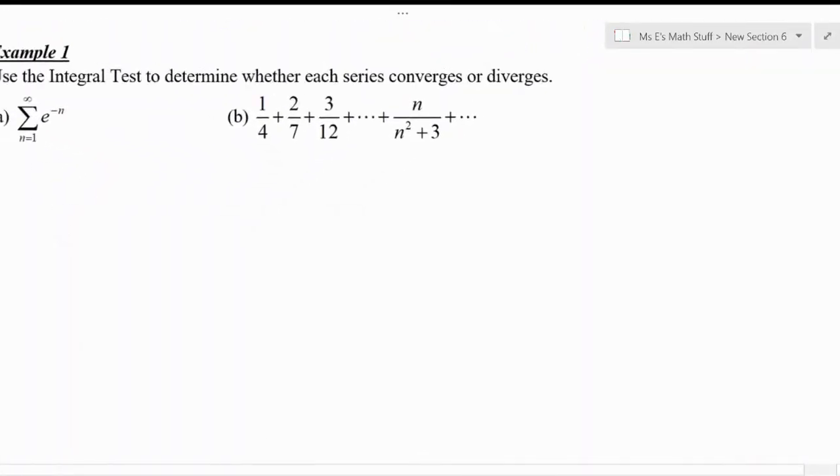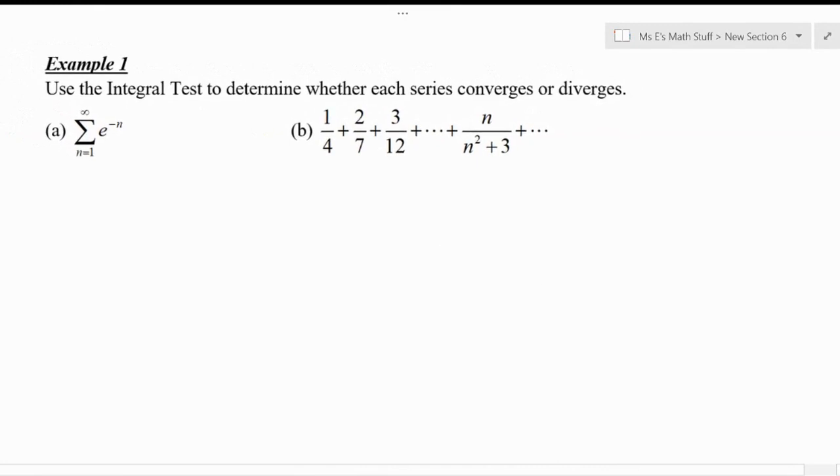And with that said, I would love for you to do your best with example 1. The directions are for you to use the integral test to determine whether each series converges or diverges. In the next video, I'll show you kind of a formulaic way to show your work and write your answers, but I'd have you at least scratch out your scratch work and see how far you can get with these problems, and then check in with me.